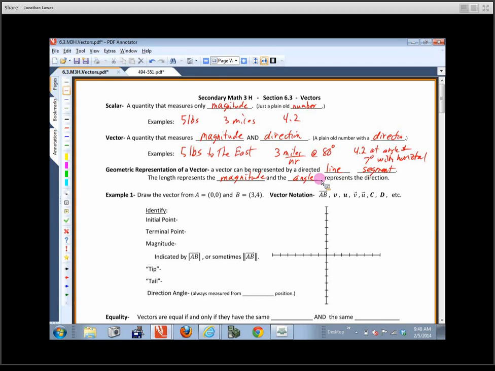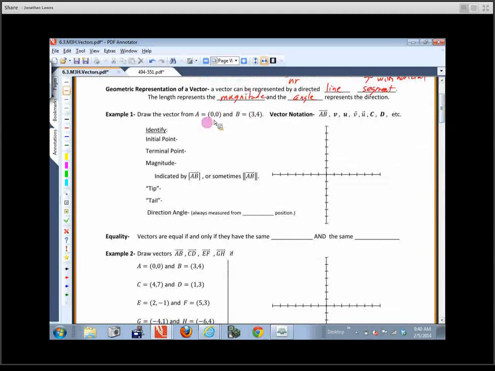We normally like to standardize things and make sure everybody's on the same page, measures things the same way, has the same measurement for angles and stuff like that. So we're going to standardize this just a little bit. We're going to draw a vector, and this vector is going to go from point A to point B. Point A is 0, 0, happens to be the origin, and point B is 3, 4.